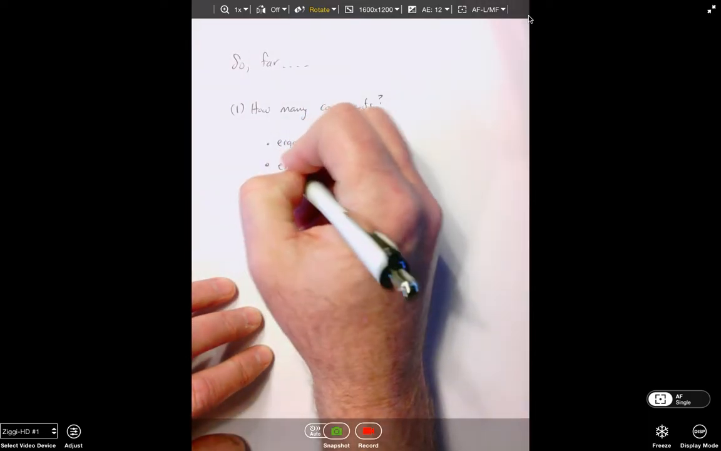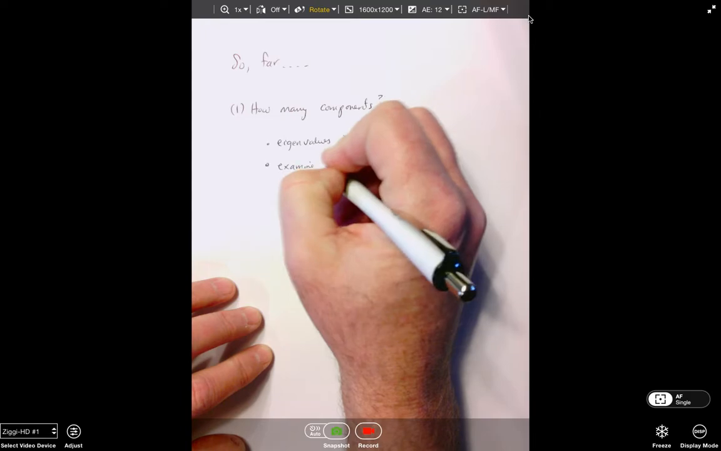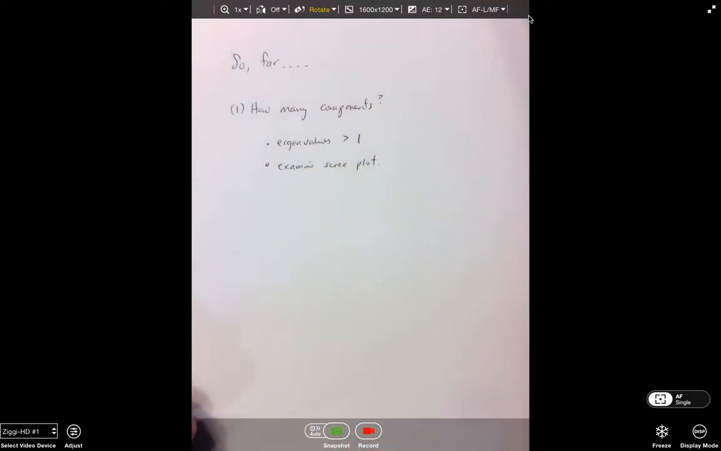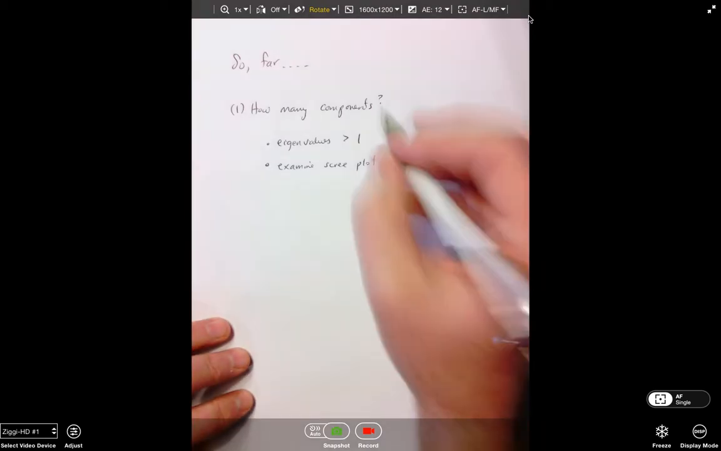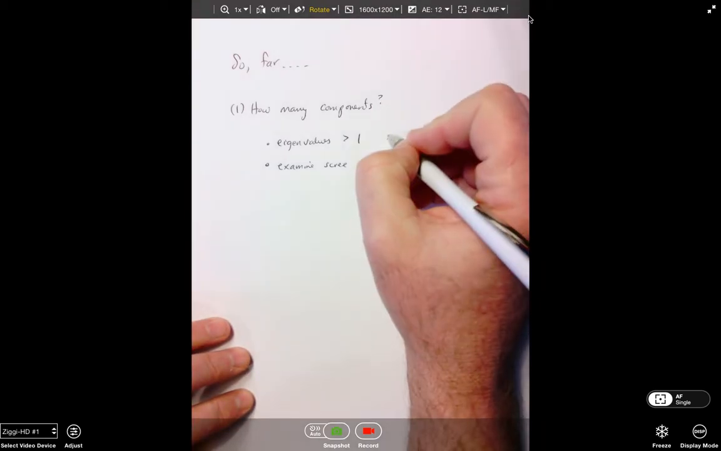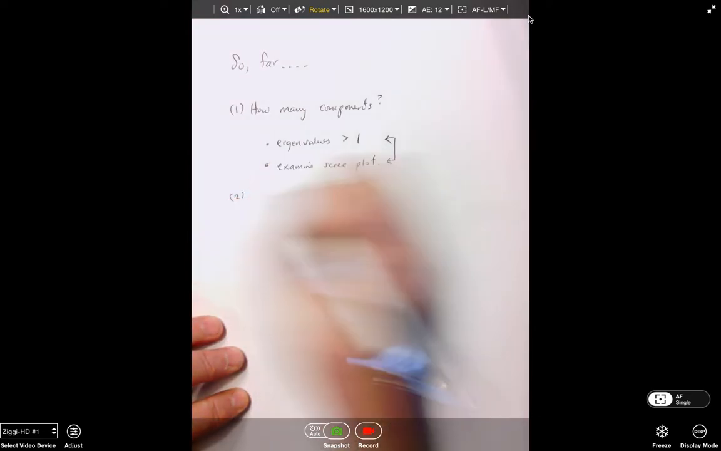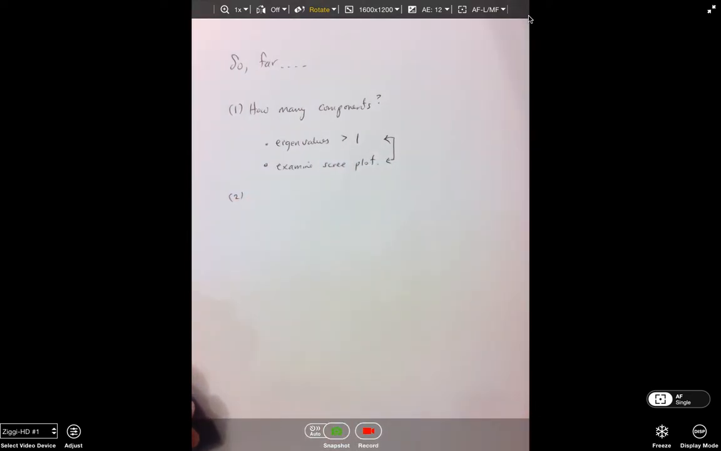So, first question. How many components should we retain? I would always retain the components that have eigenvalues greater than 1, and examine a scree plot. Now, where things get wacky is when these two things don't agree. If that ever happens, that's when you get into the literature and start seeing what you're supposed to do, which one you're supposed to agree on.